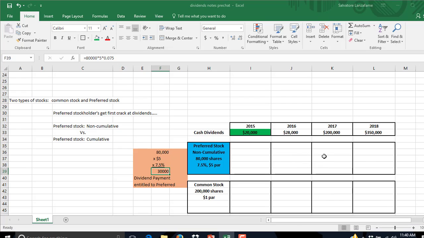Excuse me. So preferred is saying, "Hey, I'm supposed to be getting 30. What's up with this?" Well, what the corporation is going to do is give preferred the entire 20. And unfortunately, common is going to get shut out. That's just the way it is. The other $10,000 that preferred was supposed to get, sorry, we don't have the money. We're giving you 20. Be happy with that, is what the corporation is basically saying.